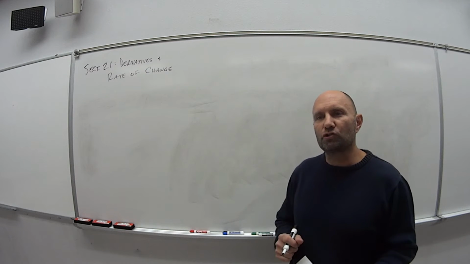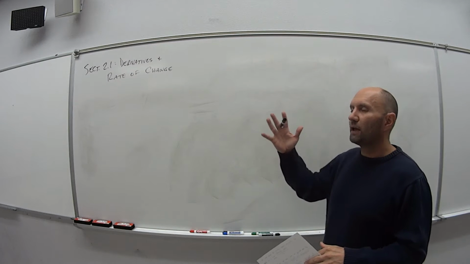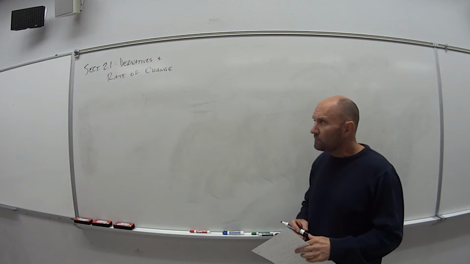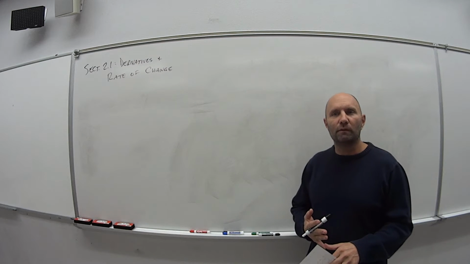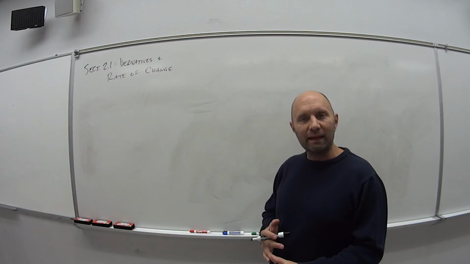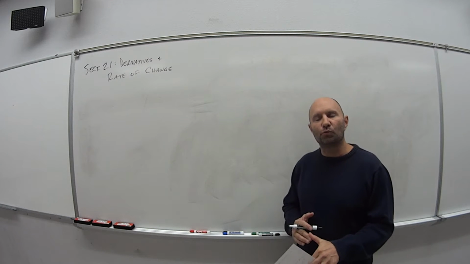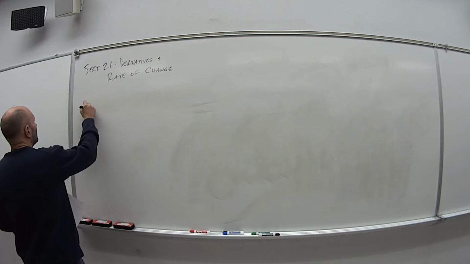We're starting with Section 2.1, which is the chapter on derivatives and rate of change. Specifically, we're going to use the idea of derivatives to find the slope of a tangent line, instantaneous velocity, and instantaneous rate of change. The first topic, tangent lines.